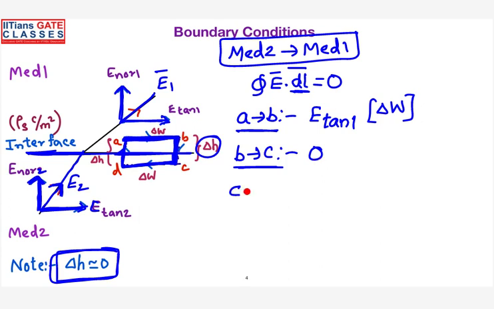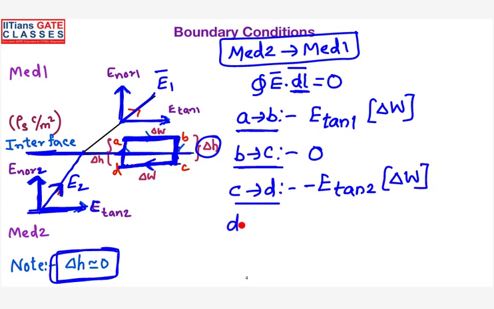Similarly, what is the integration from C to D? When you are moving from C to D, you are moving in medium 2 and you are moving in the opposite direction of E tan 2, right? So the corresponding electric field will be minus E tan 2 into the length covered, delta W. And do the integration from D to A again back. When you do the integration from D to A, the height is negligible, so the line integral can be neglected.